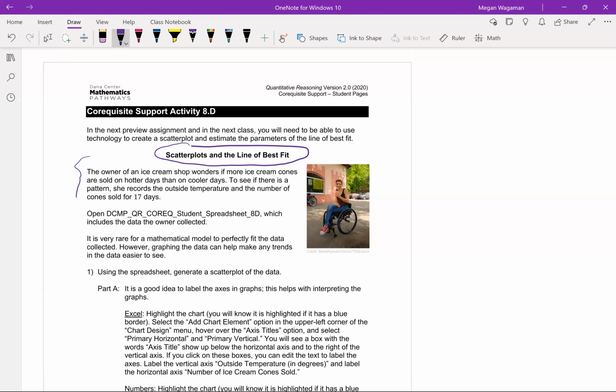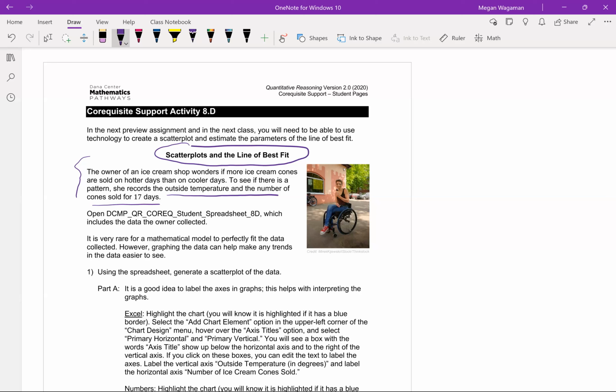It says, the owner of an ice cream shop wonders if more ice cream cones are sold on hotter days than on cooler days. To see if there is a pattern, she records the outside temperature and the number of cones sold for 17 days. So you can think about what you might expect to happen in this case. She had a question, she's investigating and collecting the data to answer this.